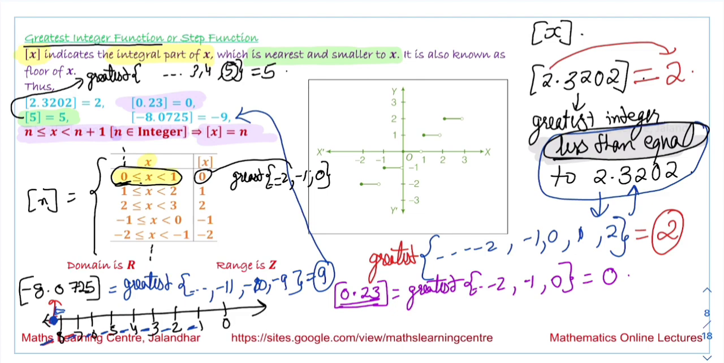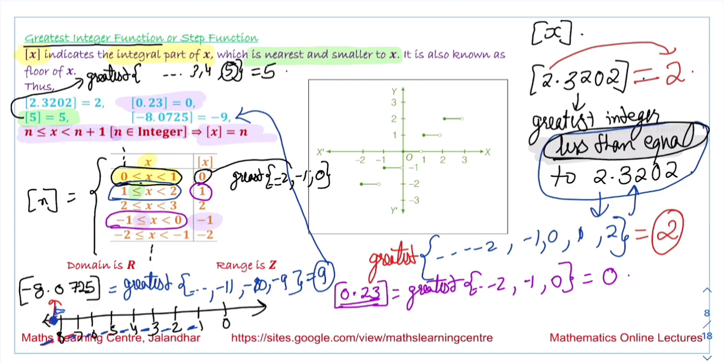Next, if we consider x to be between 1 and 2, and this 1 is included over here, then the greatest integer value we have is 1. If we are talking about the numbers from minus 1 to 0, in this case minus 1 is included over here. So the answer for the greatest integer function we get is minus 1. You can try to find these values over here.